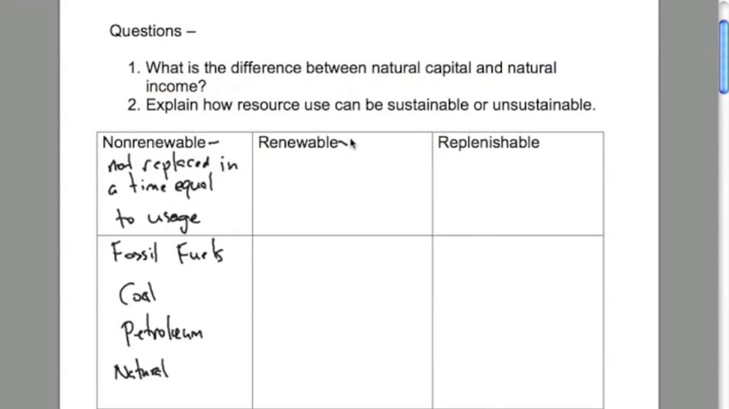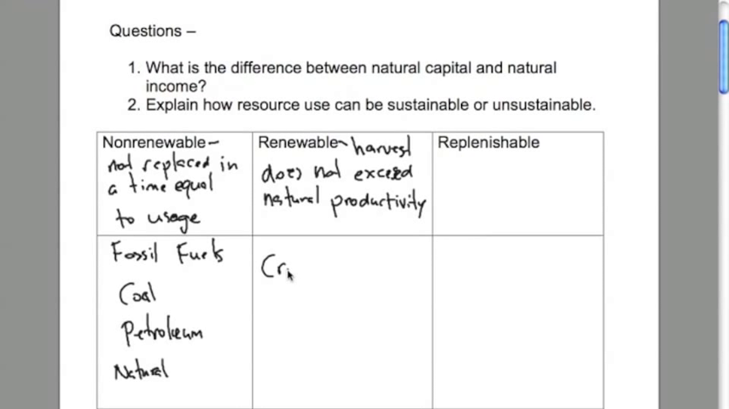A renewable resource means that certain things that are actually going to be produced out in nature, things like crops, things that we studied in class, forests, possibly something like fish, these items are all considered renewable as long as the speed at which we harvest them does not exceed the speed at which they can replace themselves.